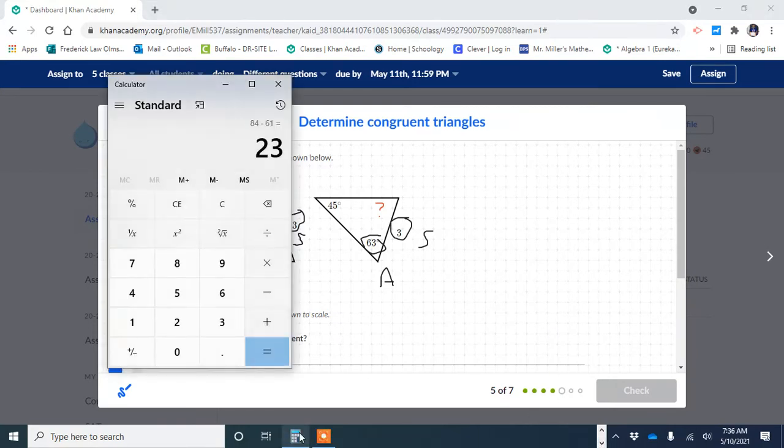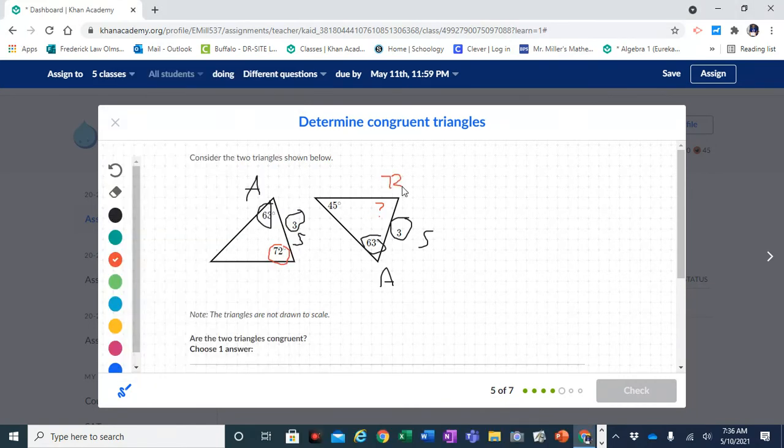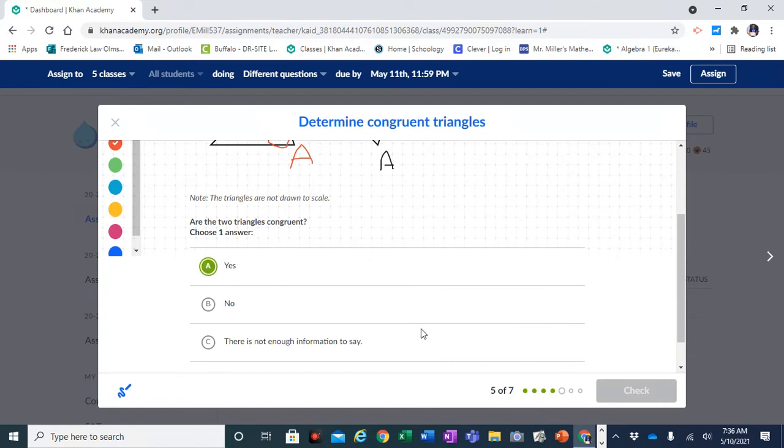So once again, we have to take our calculator. We have to do 180 minus 45 minus 63. We find out that that angle is, in fact, 72. So again, we have angle, side, angle, angle, side, angle. So they are congruent.